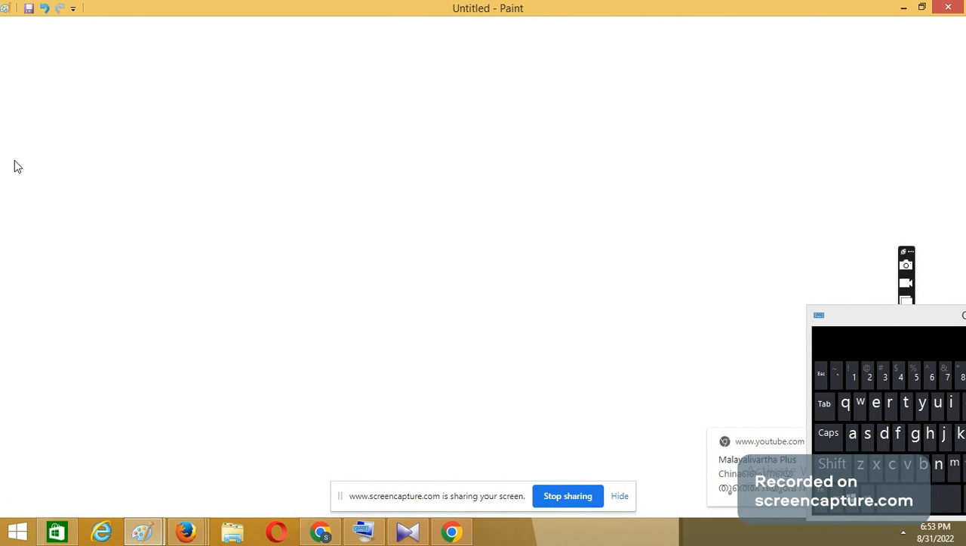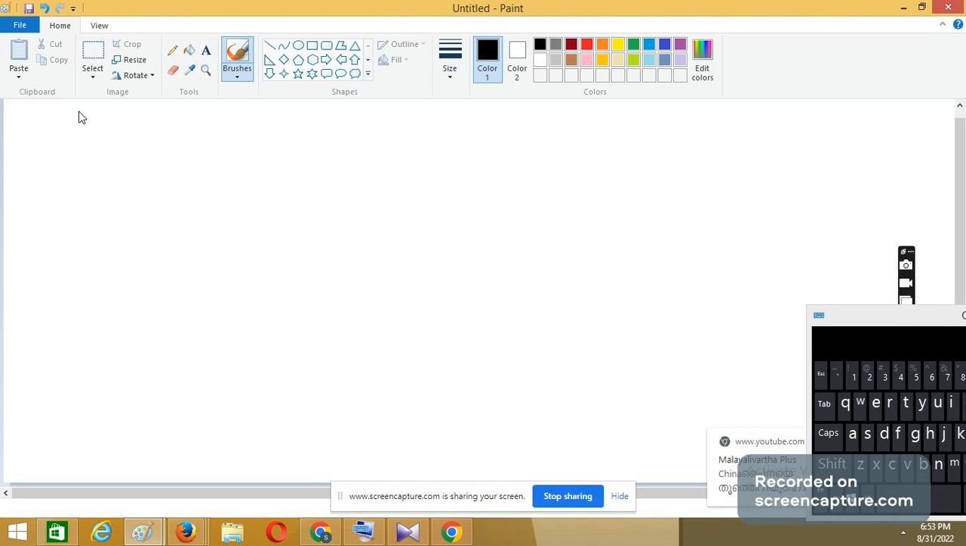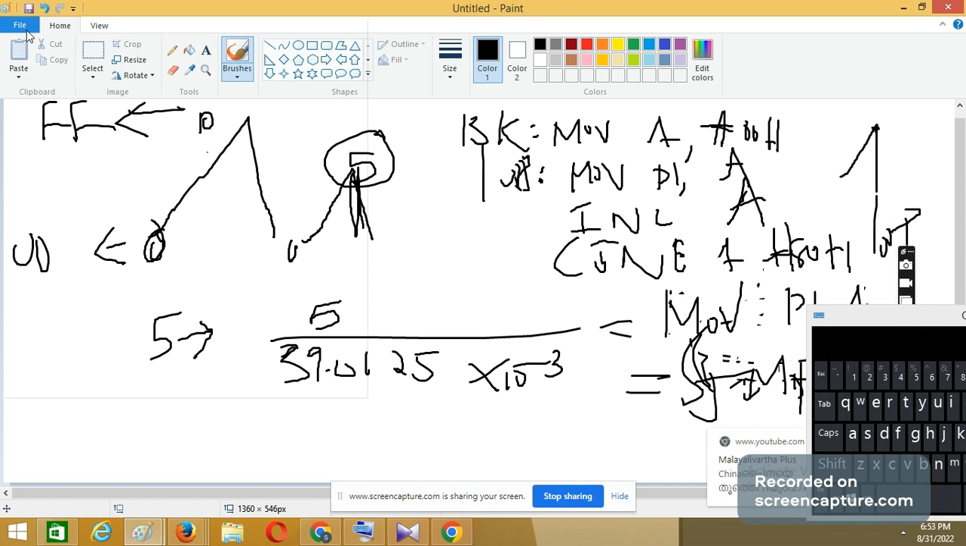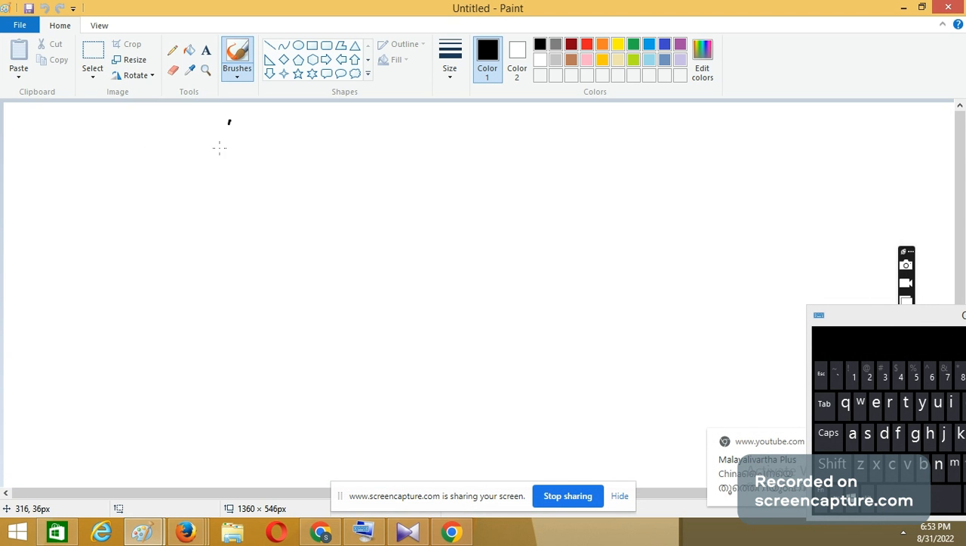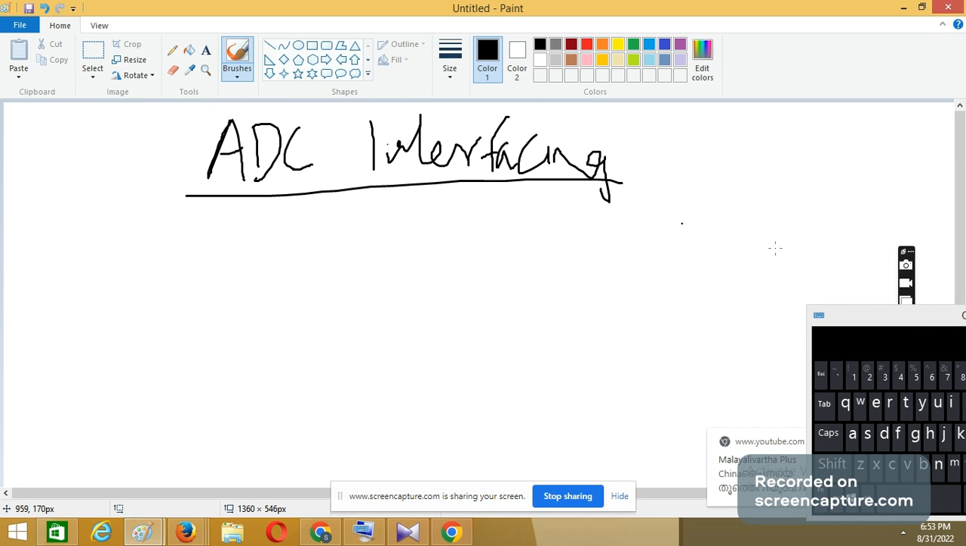So next we will discuss interfacing of ADC with 8051 microcontroller. So we'll discuss interfacing of ADC, analog to digital converter, with 8051 microcontroller. So let us first see the circuit.